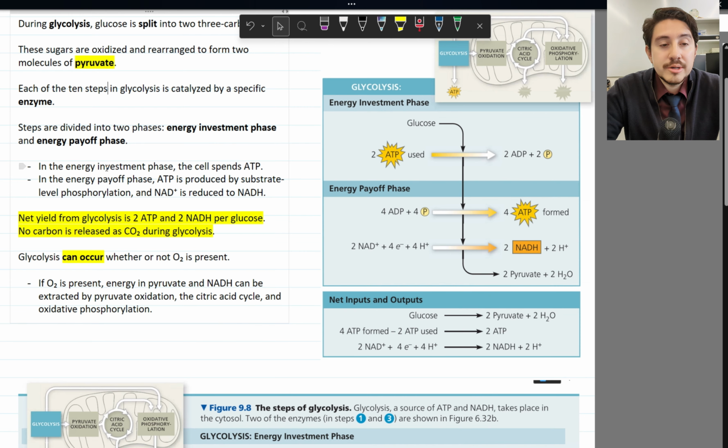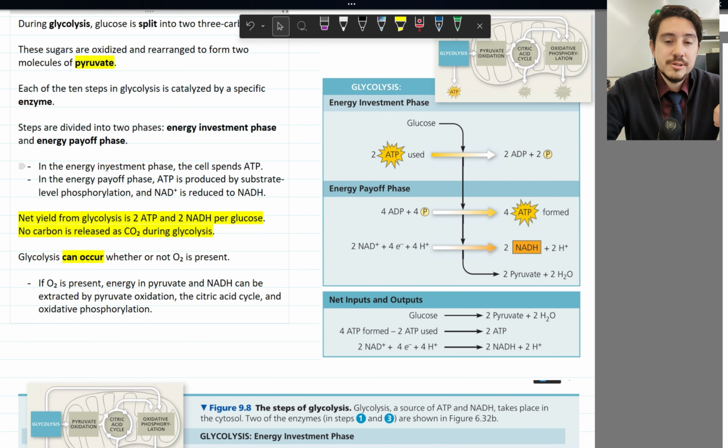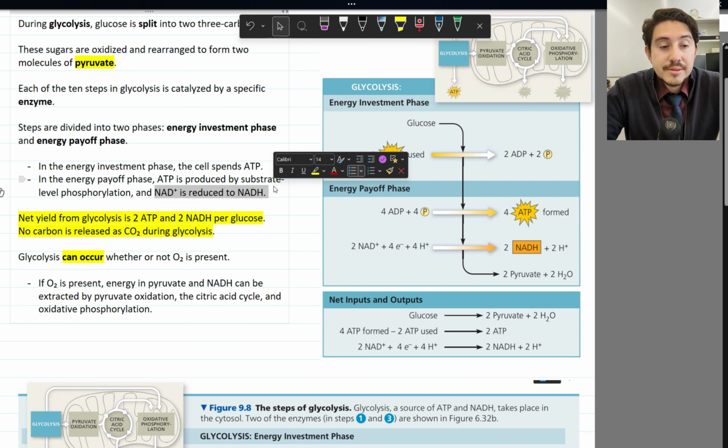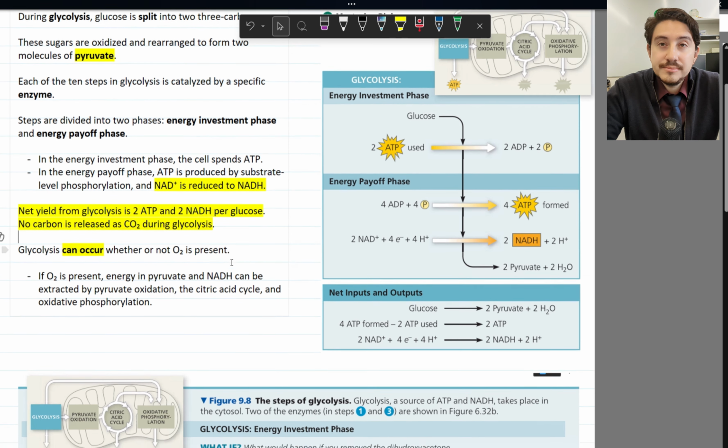Generally, glycolysis is broken down into 2 parts: an energy investment phase, where you will need to use a little bit of ATP to break down glucose and create isomers in some cases of glucose. And then you're going to have an energy payoff phase. Again, energy investment, you're going to use ATP. Energy payoff, you're going to produce ATP along with NADH. Okay, so that's something you do need to know.